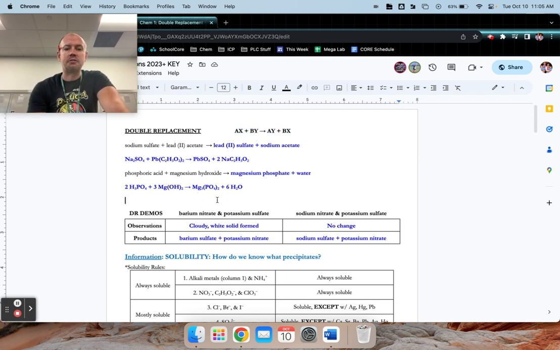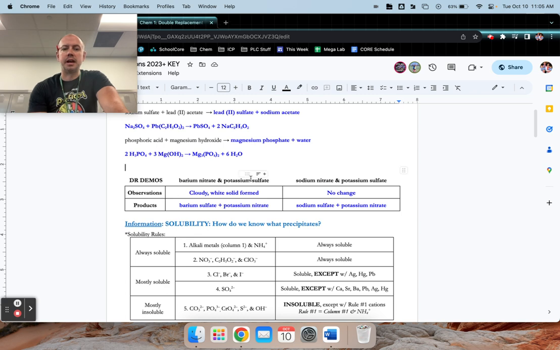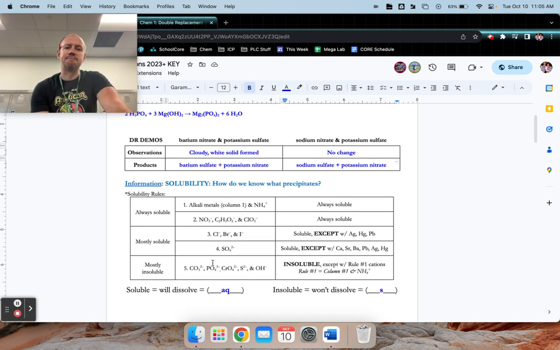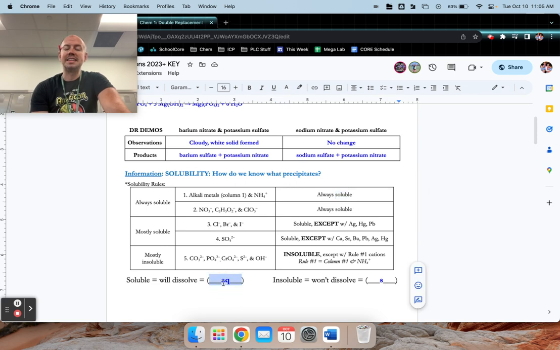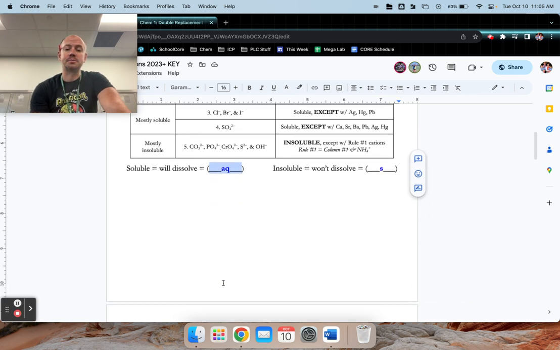So we wrote all of these out, and then we looked at, well, what's really happening? When I mix chemicals, the new thing that I'm making, barium sulfate and potassium nitrate, or sodium sulfate and potassium nitrate, might change significantly, might look different, might act different, and make that cloudy white solid, or it might do nothing. And that's why we looked at this set of rules to tell us what are the things that normally form a cloudy white solid. Those are insoluble things. Or what are the things that normally just sit there and dissolve and kind of act and look boring? Those are soluble, or we say that they stay dissolved and are aqueous.